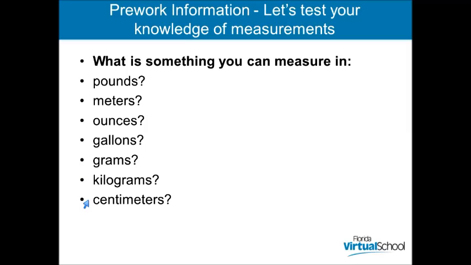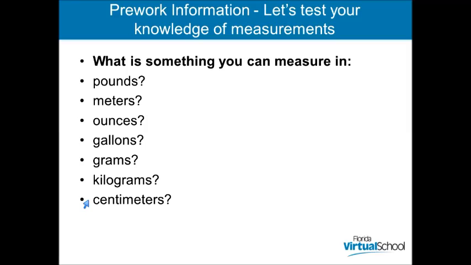And then let's talk about centimeters. We already talked about meters and said that meters measure distance. So centimeters are 1/100th of a meter, so a very short distance. So centimeters can be used to measure things like the length of an eraser. That would be a good thing to measure in centimeters. So a smaller quantity of length.